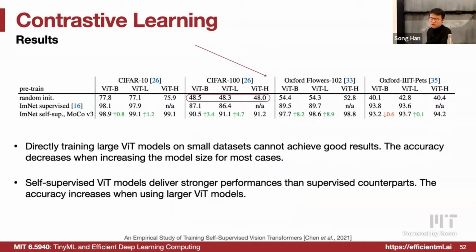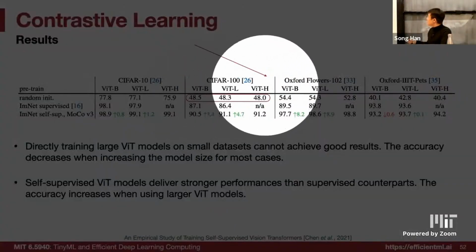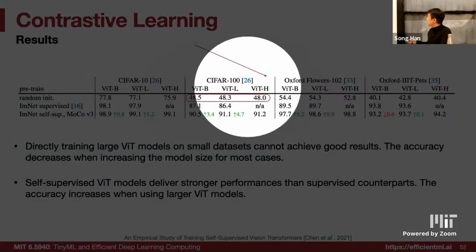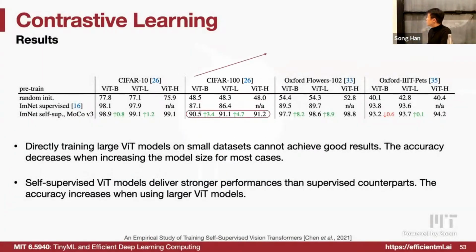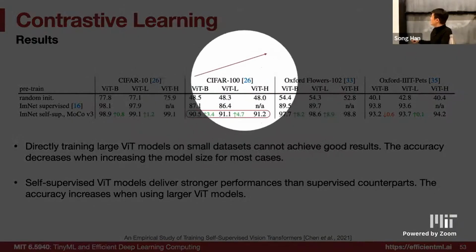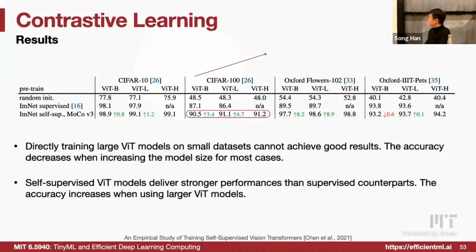As a result, with the random init, we can see on CIFAR-10, as the model gets larger, it doesn't help. The accuracy gets even lower. But with self-supervised learning in this way, when we are increasing the model capacity from ViT base to ViT huge, it delivers stronger performance. The self-supervised ViT actually delivers stronger performance than the supervised counterpart, and the accuracy increases when using a larger ViT model.